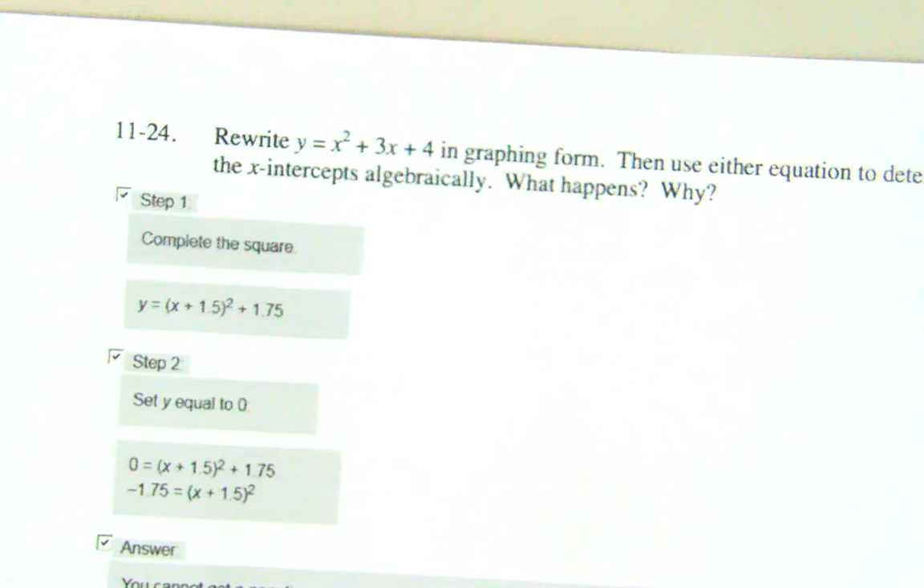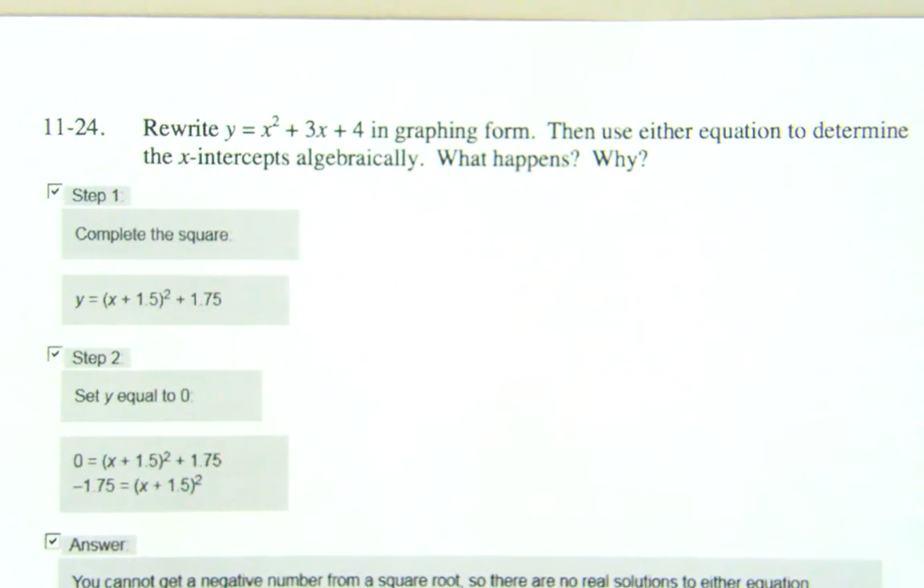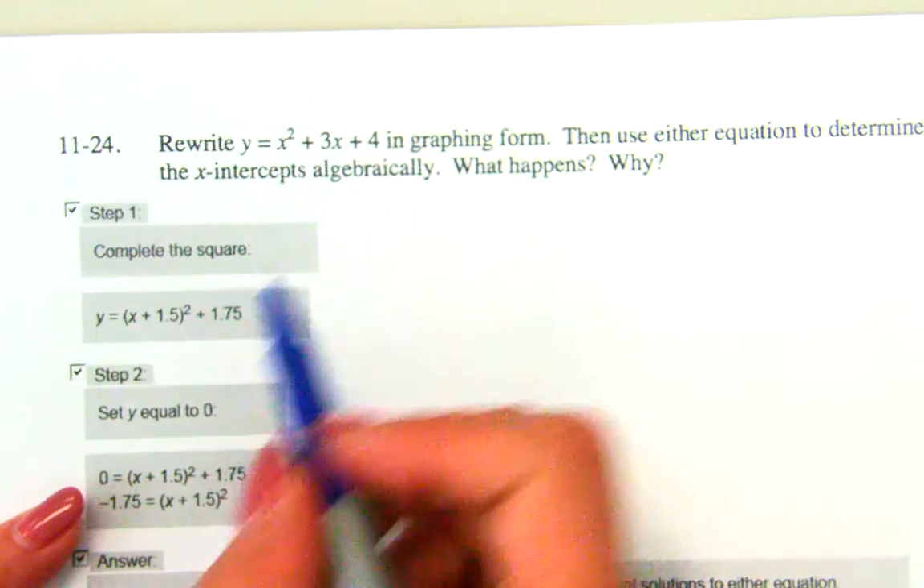Okay, 24. Let's try to breeze through this. I actually just did it straight up. So what you're supposed to do is rewrite in graphing form, then use the equation to determine what happens to the x-intercepts algebraically. So you're basically just solving it.